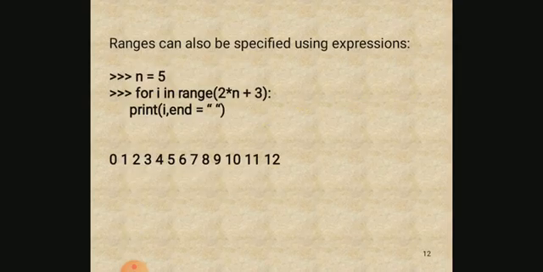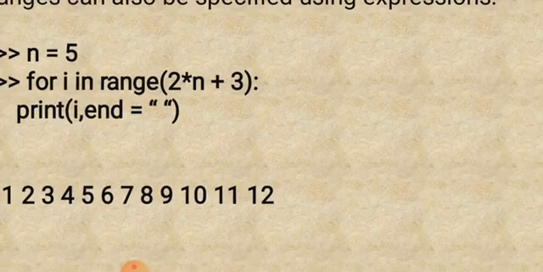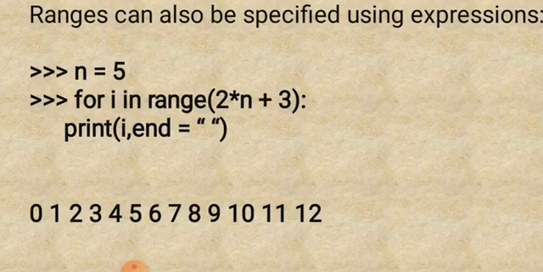Another example here, ranges can also be specified using expressions. n is equal to 5, for i in range 2 into n plus 3. Here it is pointing out that we can use expressions in the range. So the n value is initialized as 5. 2 into n means 2 into 5 is 10. 10 plus 3 means 13. So expressions also can be used in the range. We can also use 3 values. Range accepts up to 3 values. The first is the beginning, the second specifies the last value, and the third value is used for the increment.